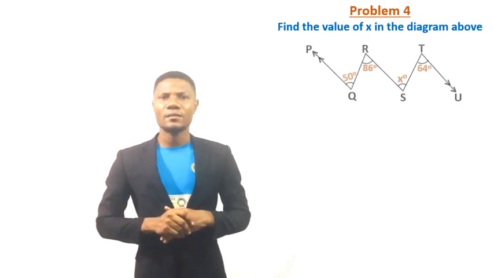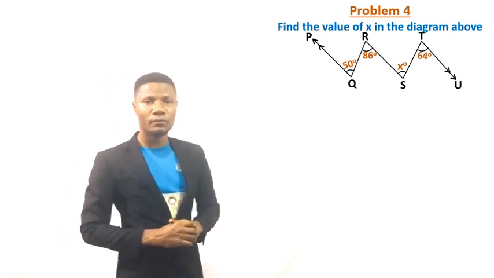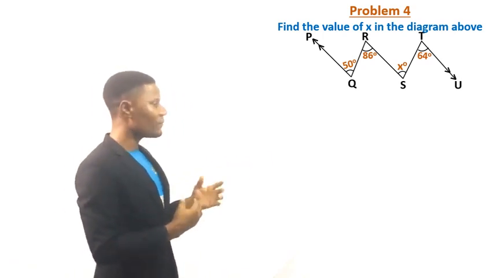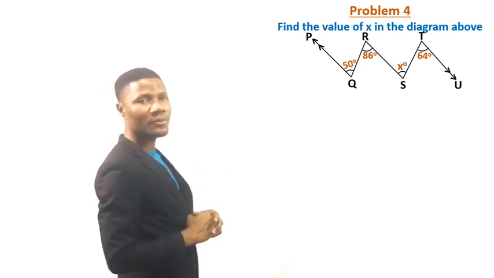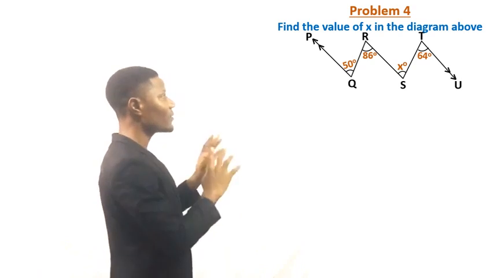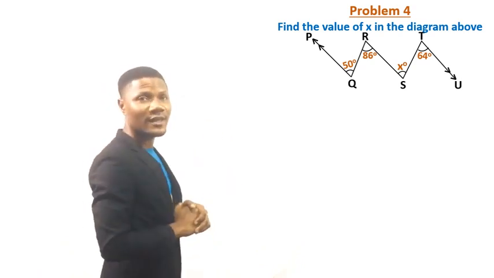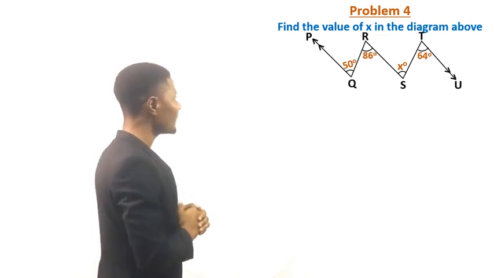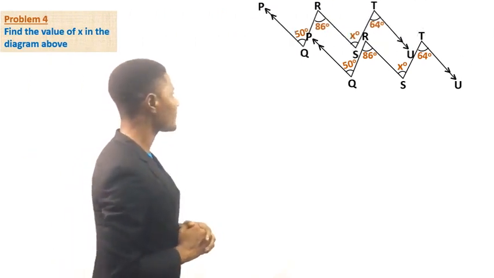Now we have problem 4. Problem 4 says find the value of x in the diagram above. Wow. If you look at this diagram, everything is just looking zigzag. But we're gonna solve it. Okay.